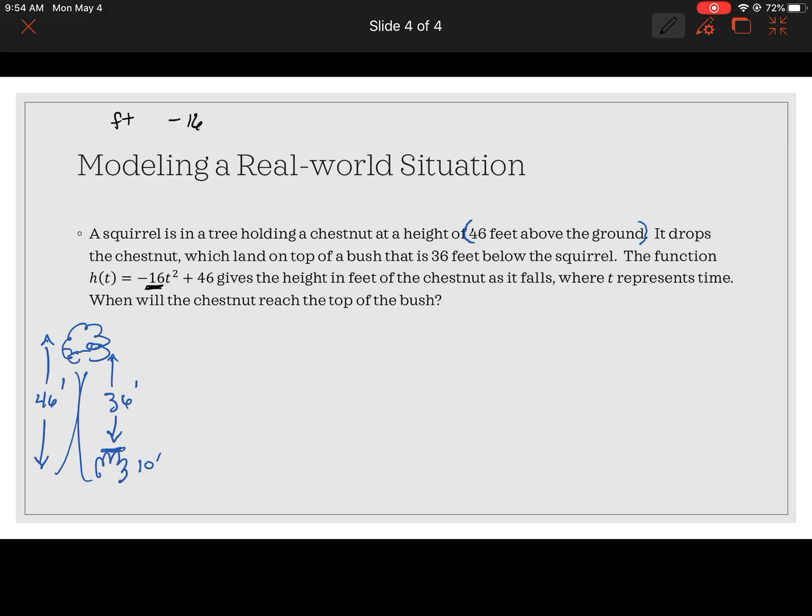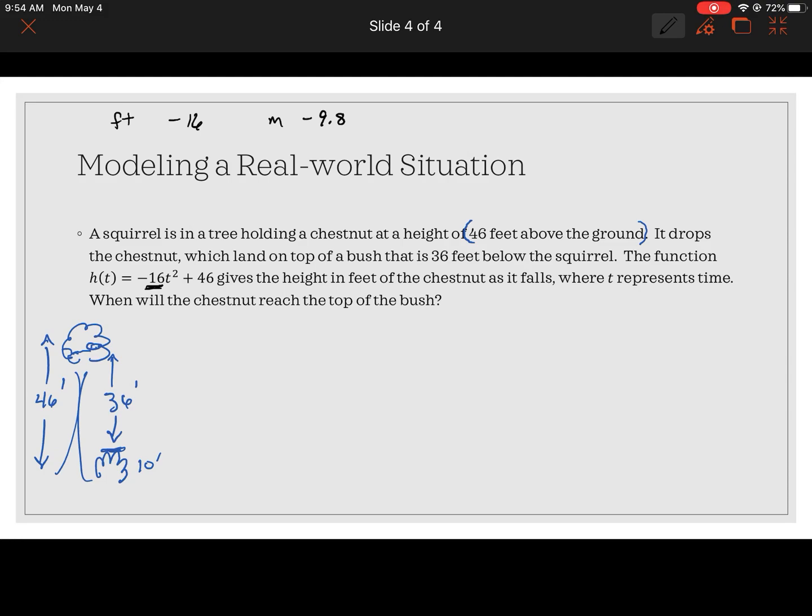Okay, it's half that value. If we're talking about meters, it's negative 9.8. Okay, so gravity in meters per second would be double that. So that's where that number comes from. You're going to see negative 16 and negative 9.8 a lot. All right. So we have a negative 16t squared plus 46 gives the height in feet of the chestnut as it falls. T is obviously time.